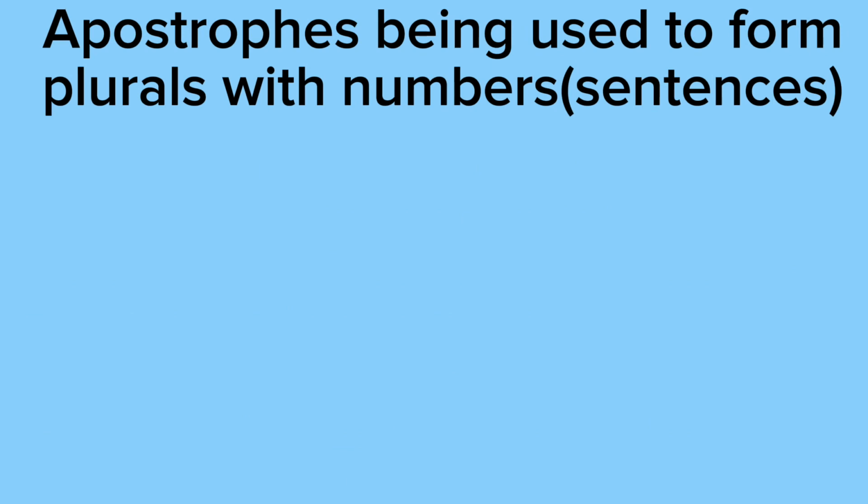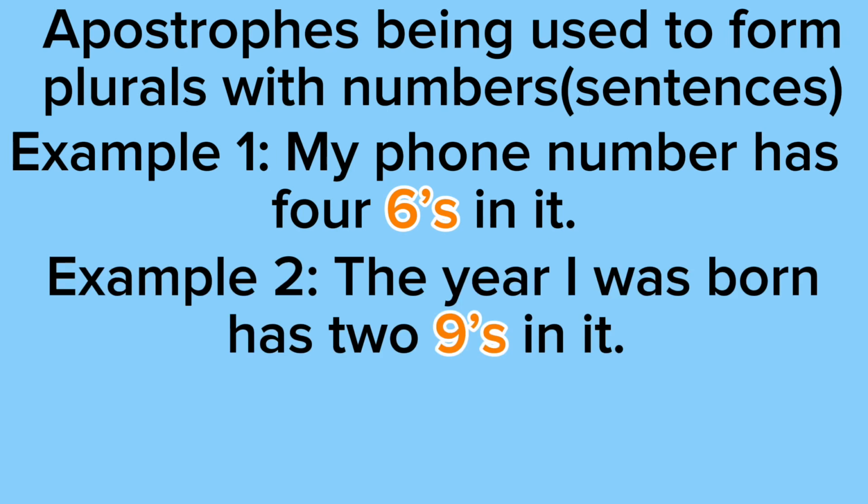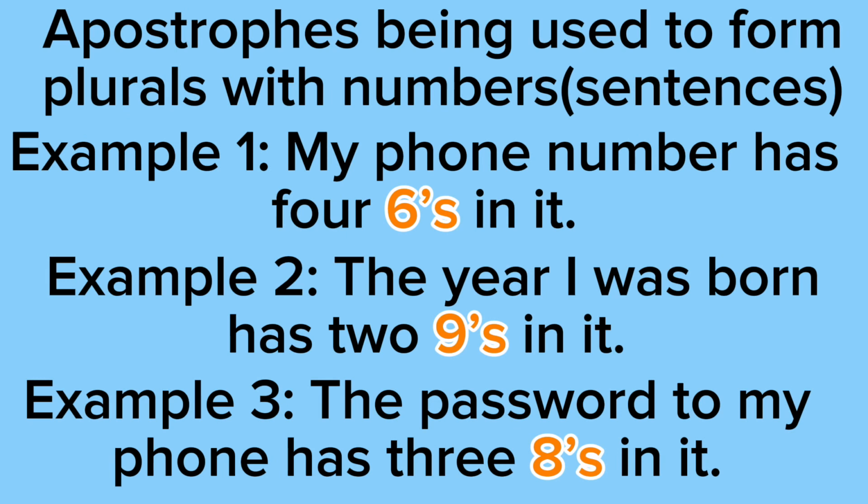In this slide, apostrophes are being used to form plurals with numbers. So example 1 says my phone number has 4 6's in it. As you can see, we made 6 plural by adding an apostrophe and an S. Example 2 says the year I was born has 2 9's in it. As you can see, we made 9 plural by adding an apostrophe and an S. Example 3 says the password to my phone has 3 8's in it. We made 8 plural by adding an apostrophe and an S to it.